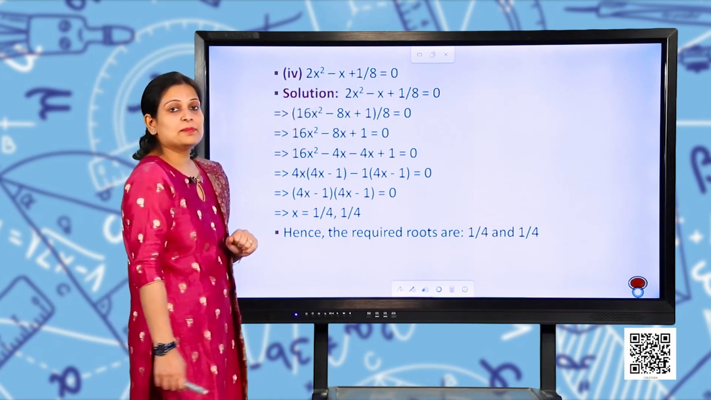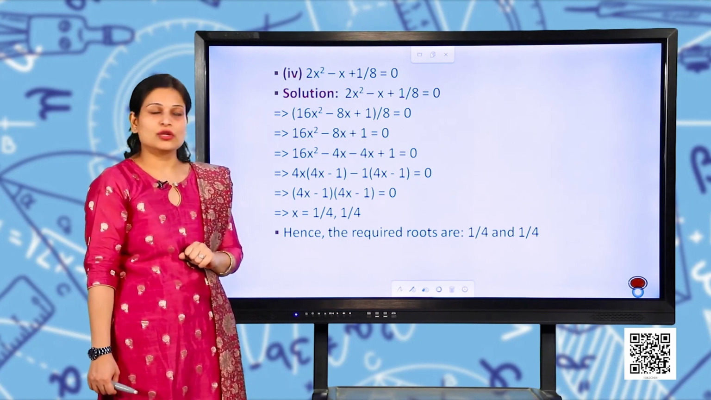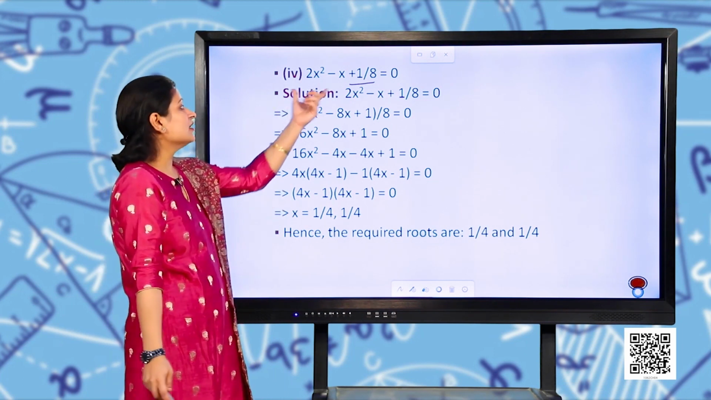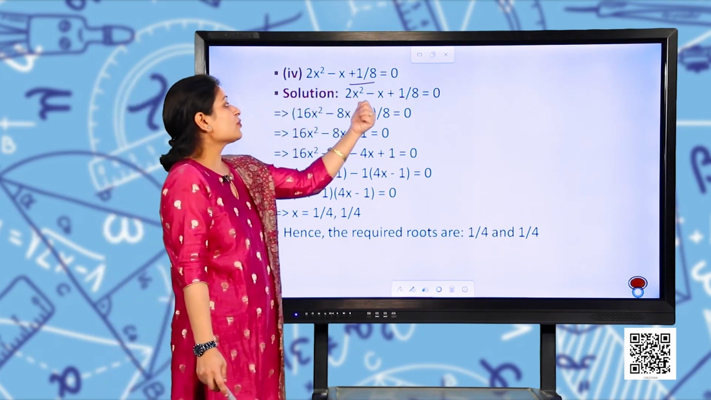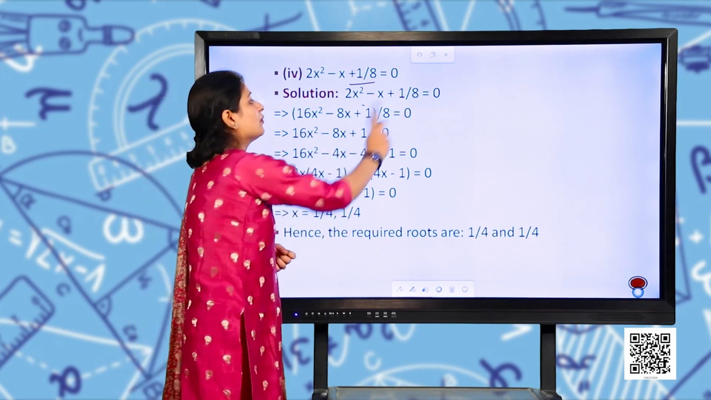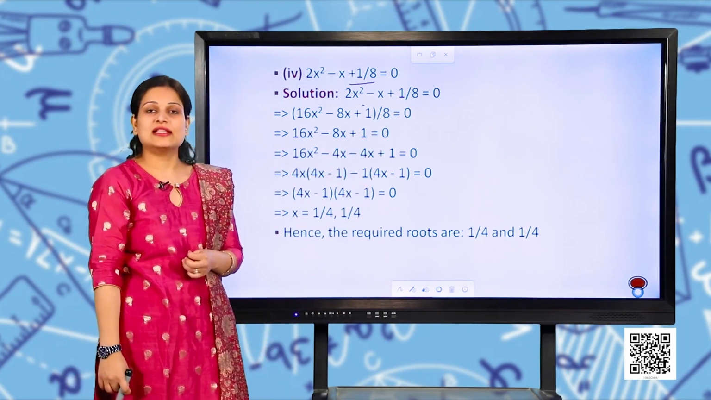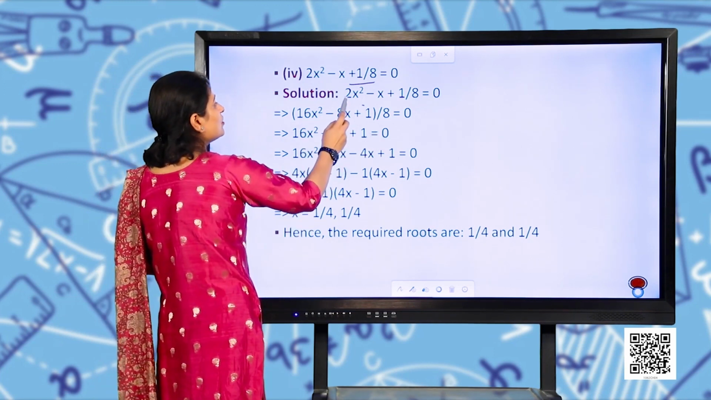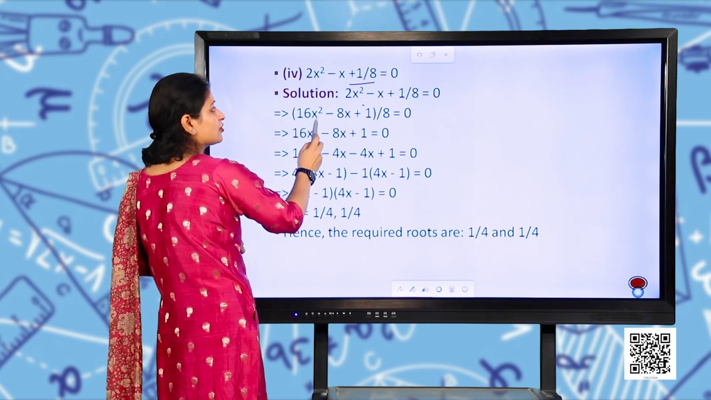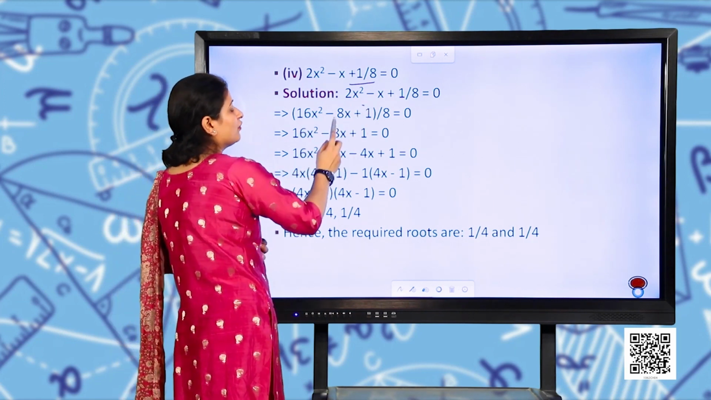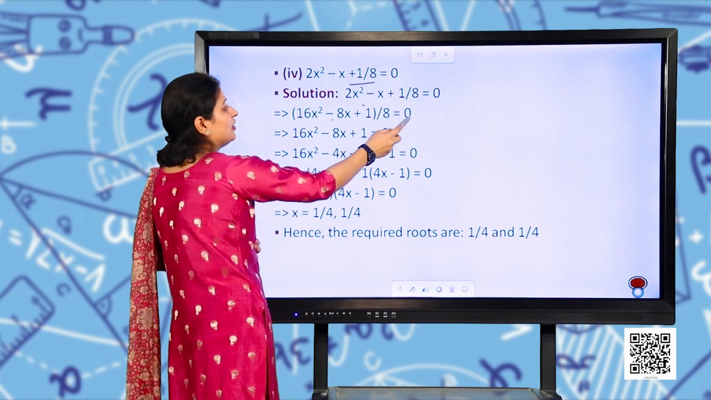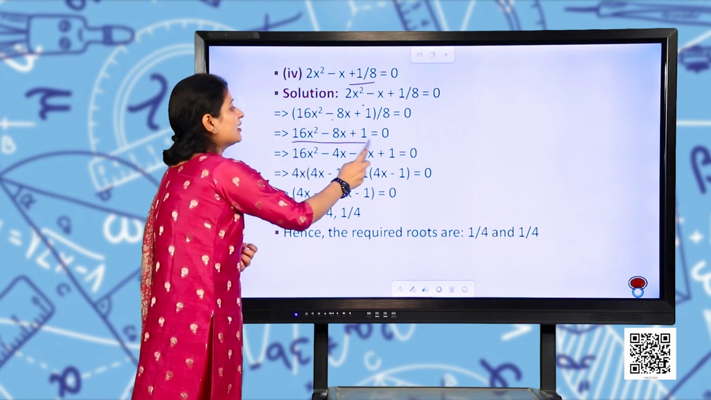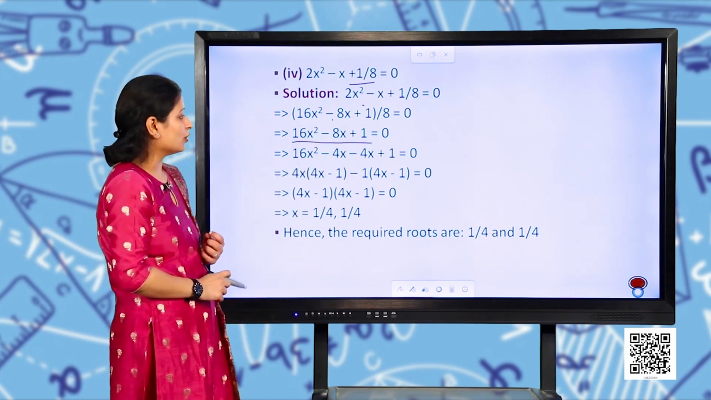2x square minus x plus 1 by 8 equals 0. As you can see, this is 1 by 8. First of all, we will consider this equation: 2x square minus x plus 1 by 8 is equal to 0. You need to take the LCM of this equation. What will you get? LCM is 8. So, 8 into 2 you will get 16x square, 8 into minus 1 you will get minus 8x, and plus 1 equals 0. So, the equation is 16x square minus 8x plus 1 equals 0.